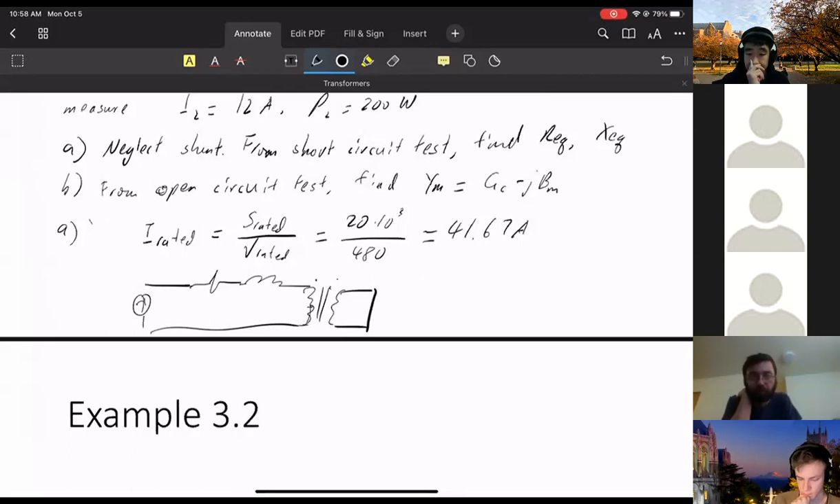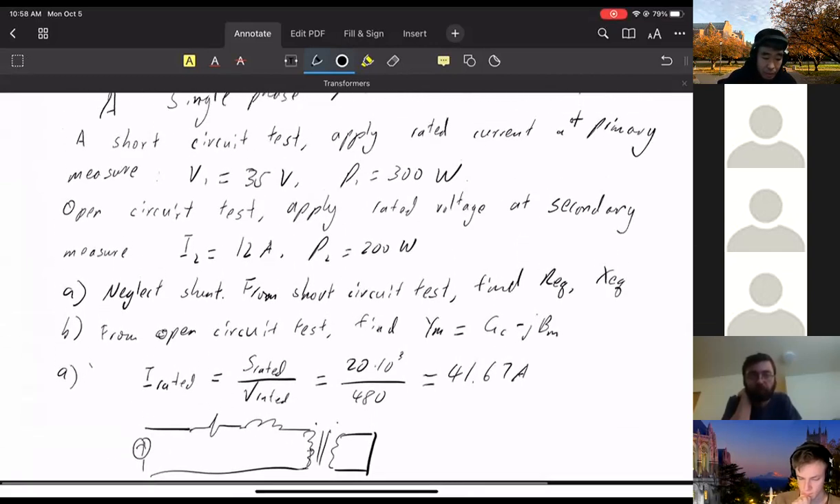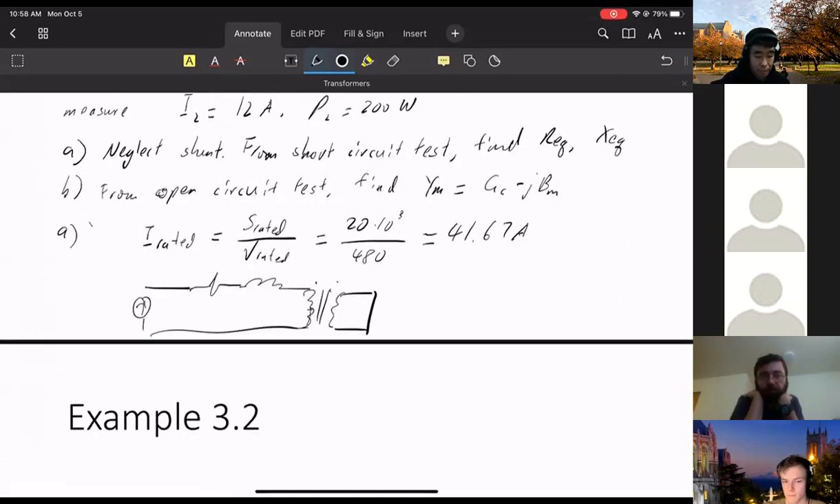So if this is my rated current, and I'm told the power consumption and the voltage, then how do I compute R equivalent and X equivalent? Can I compute R equivalent? Let's see which one is easier to compute. Let's compute the resistance. How do I compute R equivalent?